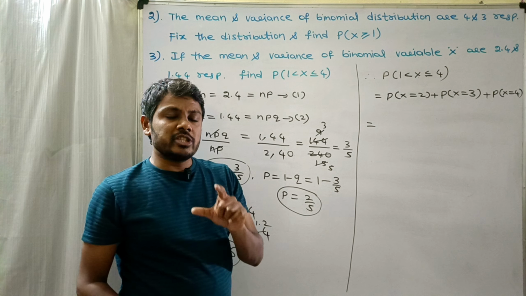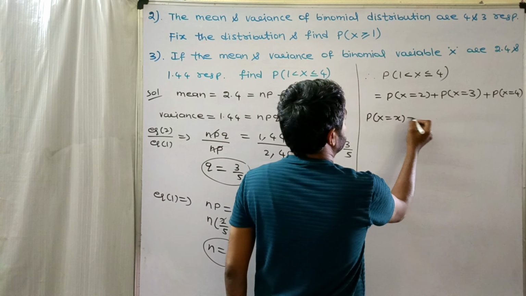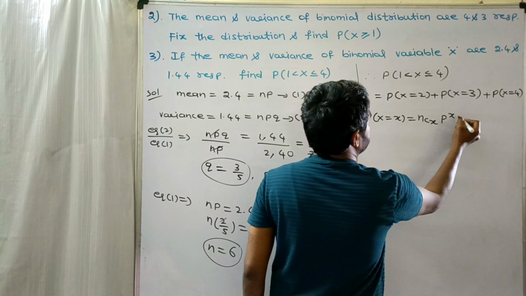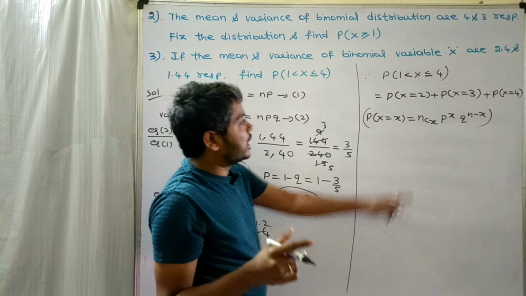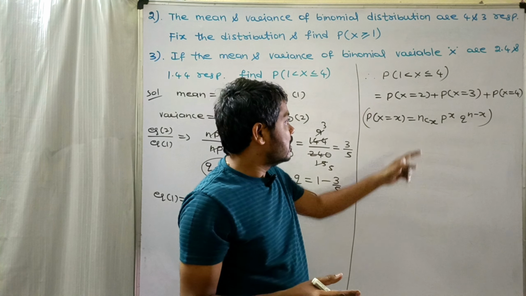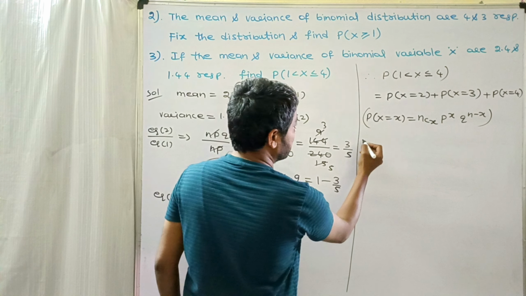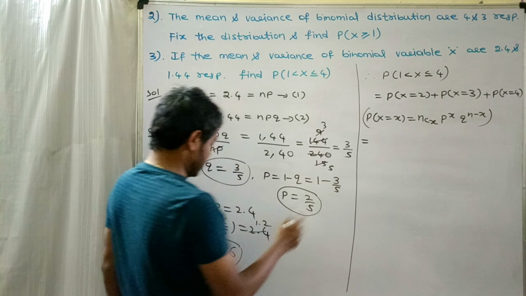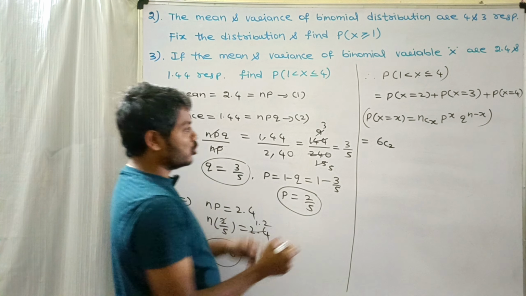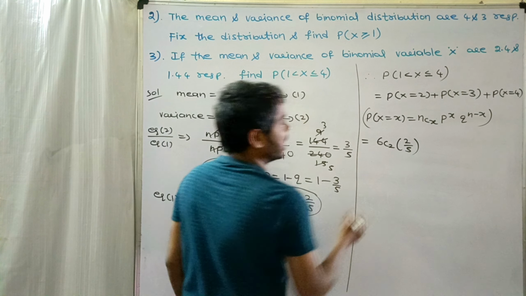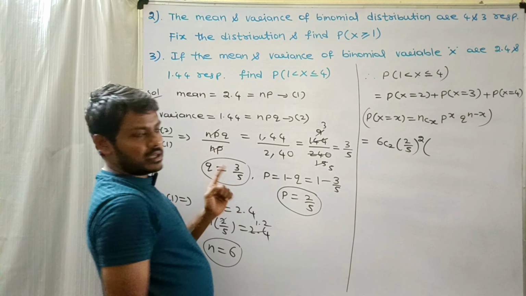What is P(X=2)? By using the binomial distribution formula, P(X=x) is equal to nCx p^x q^(n-x). So replace x by 2, 3, 4, n by 6, p by 2 by 5, q by 3 by 5. Substitute here. First, n is what? 6. 6C2 into p^x, what is p? 2 by 5, whole to the power of x. X is what? 2. And q, what is q? 3 by 5.